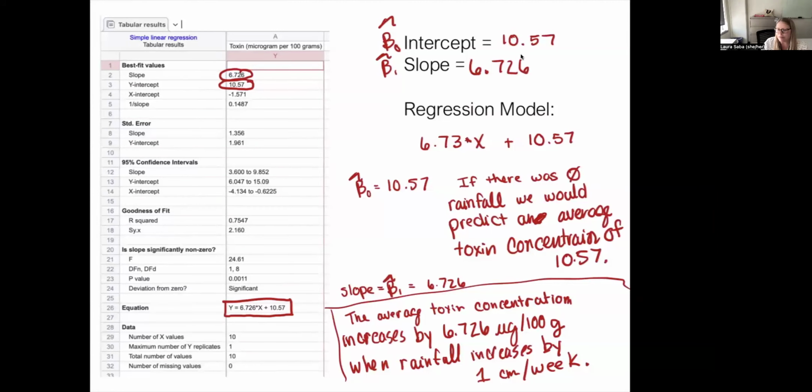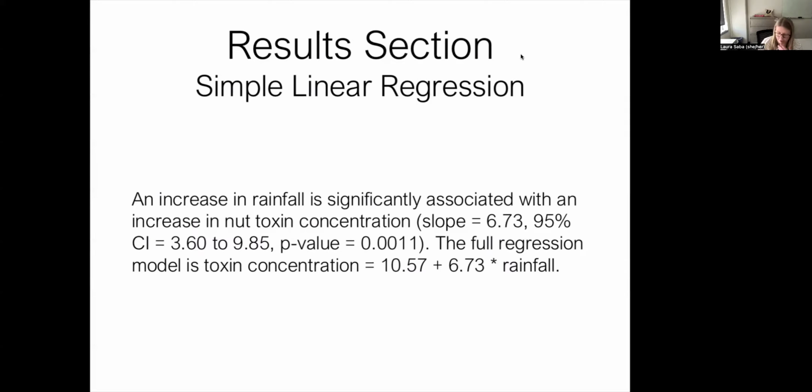When we go to write the results, remember in this case the intercept wasn't of much scientific interest, but we were interested in that slope. So we would say an increase in rainfall is significantly associated with an increase in net toxin concentration. We give the slope, its confidence interval, and its p-value. And then because we said we wanted to use this for prediction, we may include a sentence that indicates the model: the intercept plus the slope times rainfall.